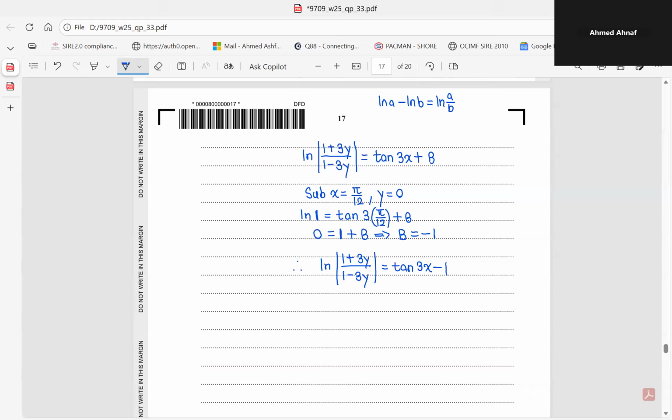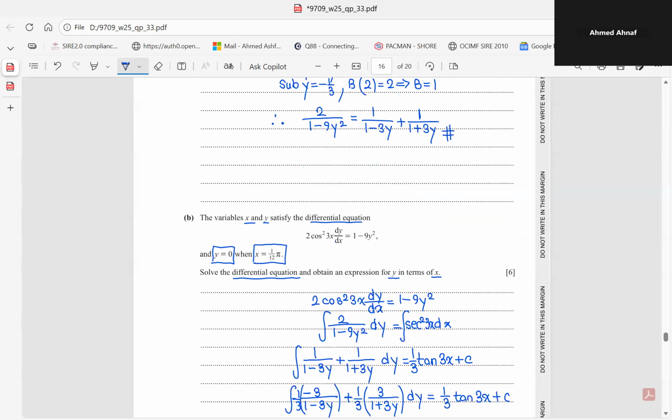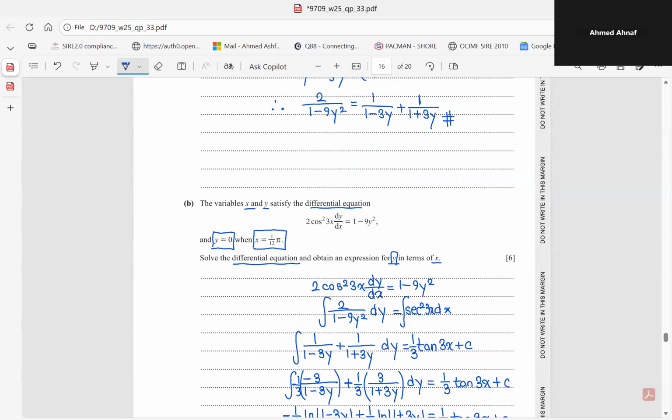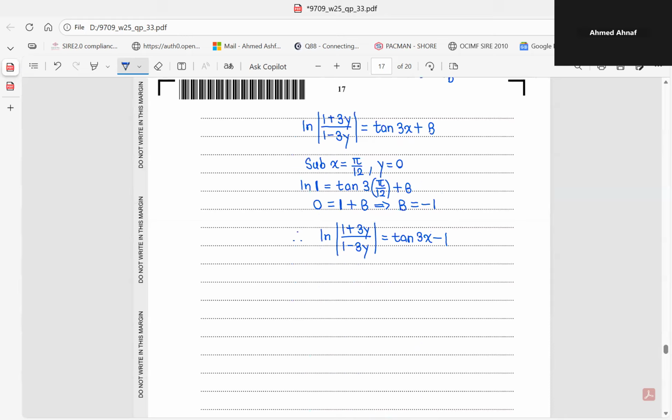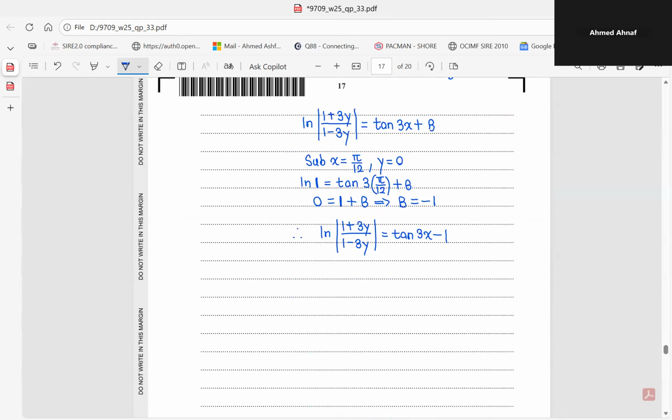Okay, so now what we have to do is to obtain an expression for y in terms of x. So we need to make y the subject. To do that, let's first take e on both sides. So this cancels out, and we'll only have the expression inside the ln. So 1 plus 3y over 1 minus 3y equals e to the power of tangent 3x minus 1.